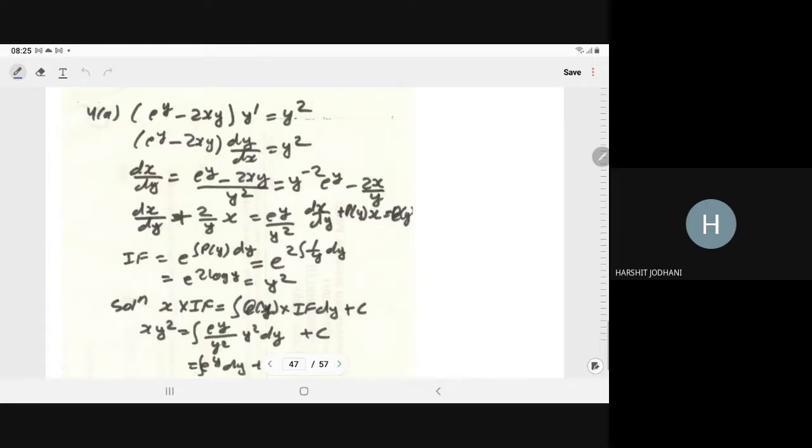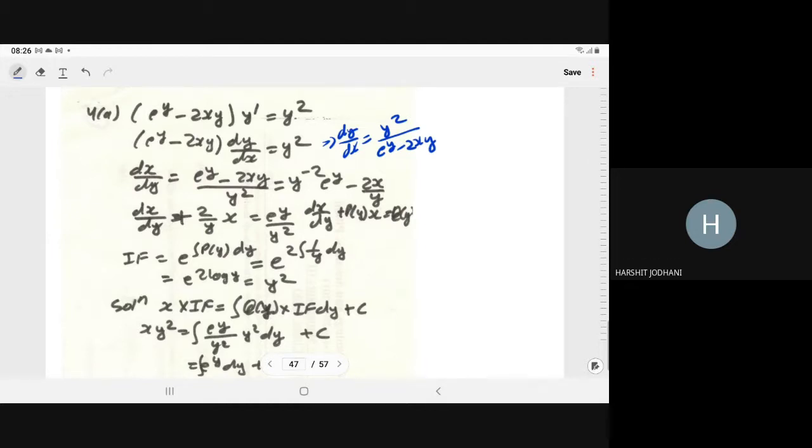Now, this is also a very good example. Here we have (e to power y minus 2xy) y dash is equal to y square. So this can be written as (e to power y minus 2xy) dy by dx is equal to y square. So dy by dx is equal to y square upon (e to power y minus 2xy). From the question, we cannot judge what method we can apply.